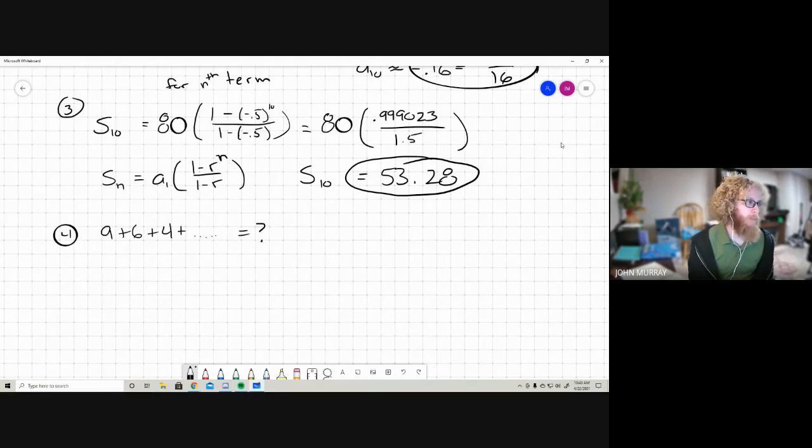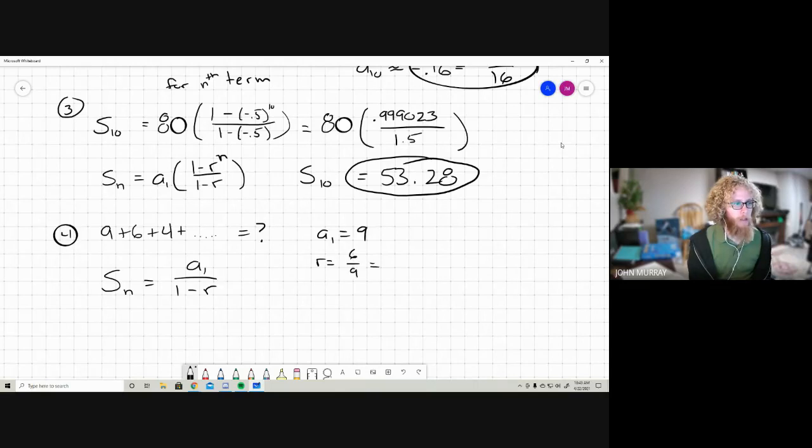All right, so 9 plus 6 plus 4 plus and so on. What does that equal? Well, for the infinite sum, the only two things we need are the first term and the common ratio. Our first term is 9, and our ratio is going to be 6 over 9 or 4 over 6. Those are the only numbers we're given, but luckily they both reduce to 2/3.